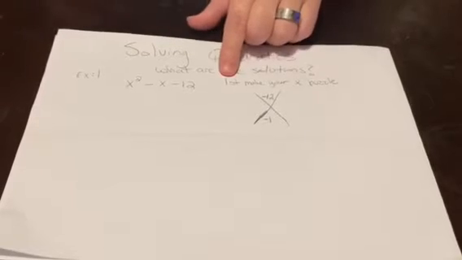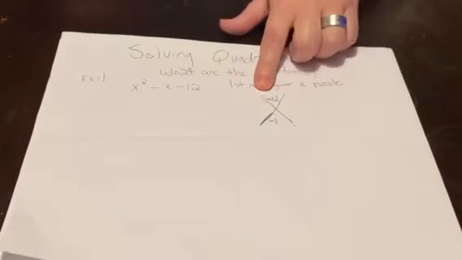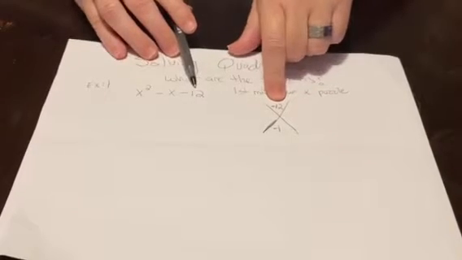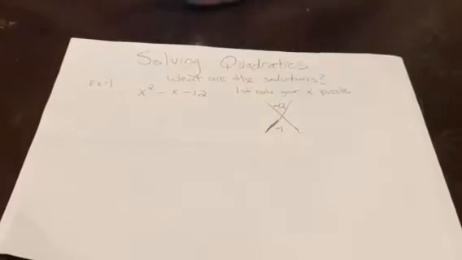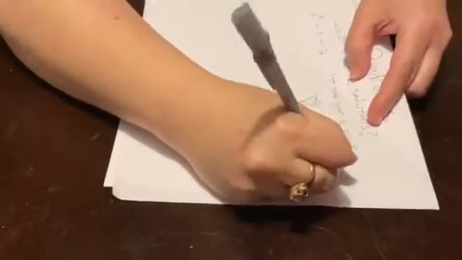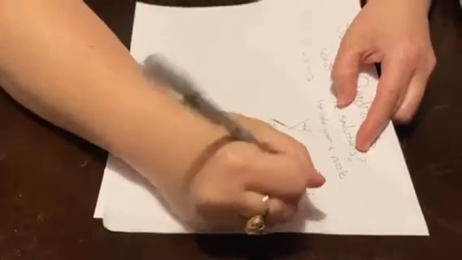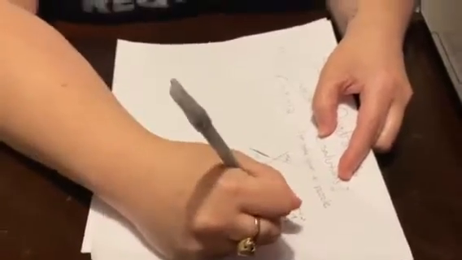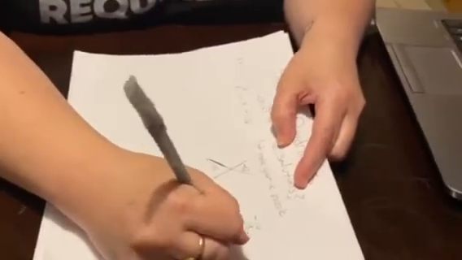Remember last week we talked about making your x puzzle. That's the first thing you want to do. You want to take your last term, which was a negative 12, put it at top, and your middle term, negative 1, put it at the bottom. Now we're going to find factors of negative 12. So two things that, of course, multiply to make negative 12. And they also have to add up to make negative 1.